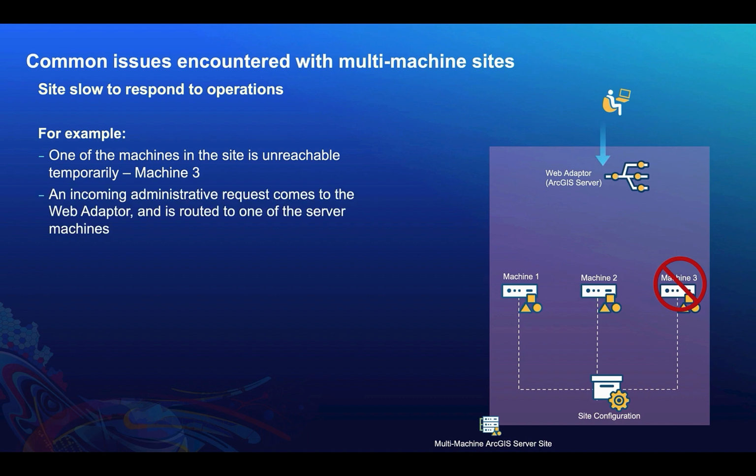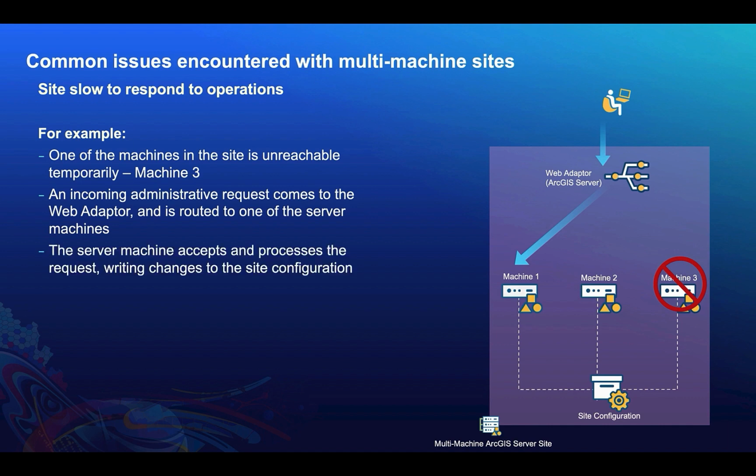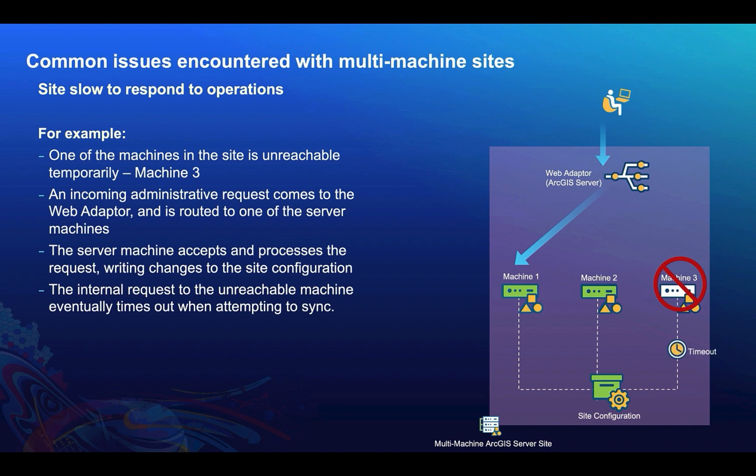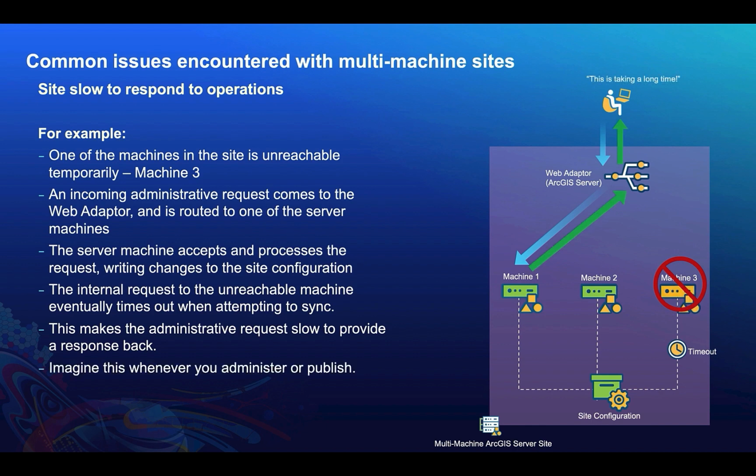As an example, let's say we have a publishing request that comes into a server site. This could be publishing a map service or a hosted feature service, etc. The web adapter routes it to one of the machines. The server machine accepts and processes the request, and because it's a publishing operation, makes updates to the site's configuration to add this new service. The machine then instructs the other machines to sync up, in essence, to deploy the service on each of them. But the request to machine 3 does not go through since it is unavailable. That internal request waits and eventually times out. This means the administration process that should have taken 15 to 20 seconds now has taken 4 to 5 minutes or up to 6 minutes. Now imagine the situation whenever you publish or administer the site when one of the machines is down. This is causing the site to become very slow and sluggish.